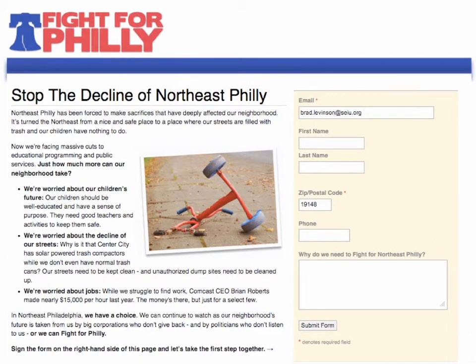I had an image here that was pretty striking, but the idea was that we talked specifically about that on that landing page. If you notice, there are three rhetorical proof points that we had: we're worried about our children's future, we're worried about the decline of our streets, and we're worried about jobs. Now, those are the three points that I talked about, but the way that it's introduced and the way that it concludes when we ask people to sign up is all about that theme of decline.